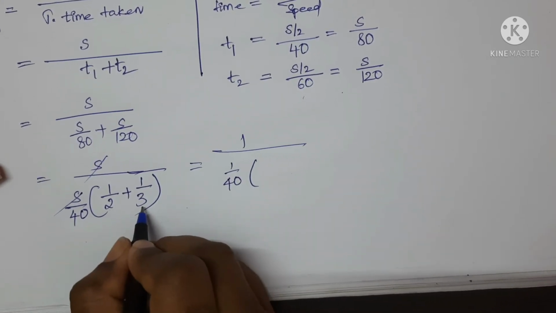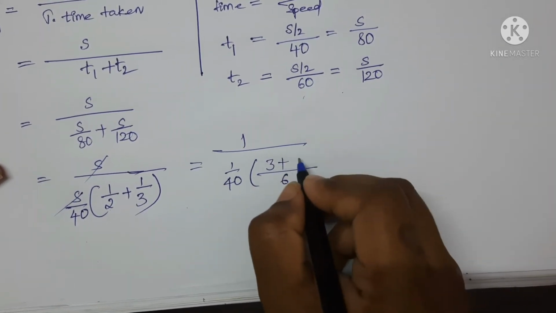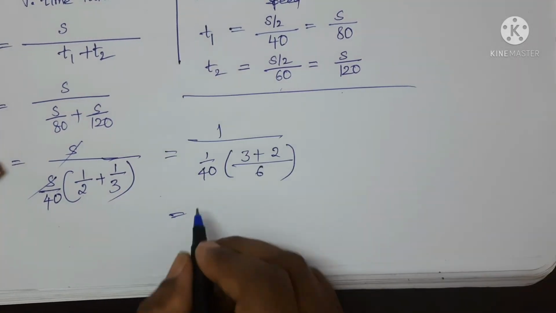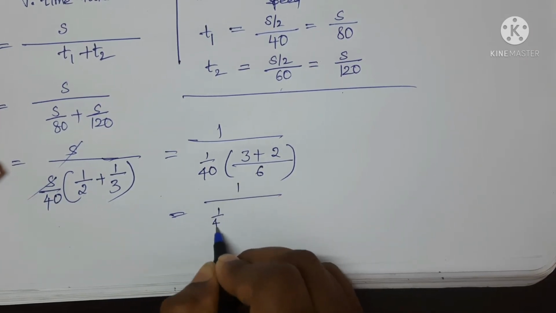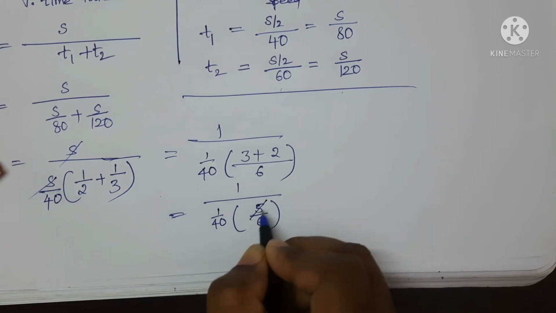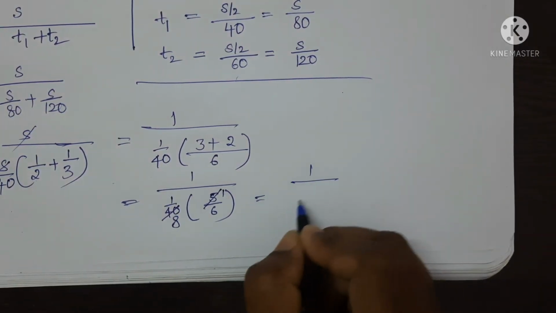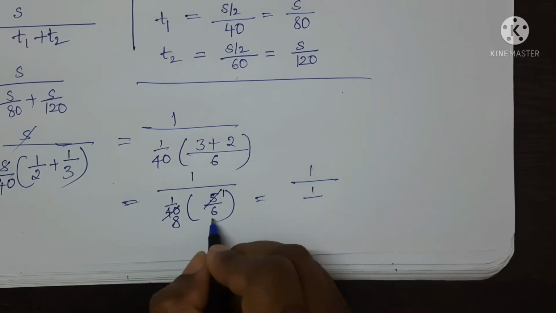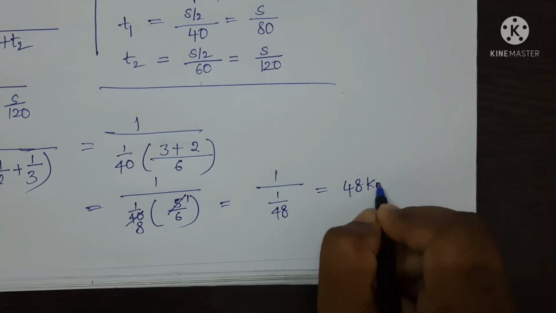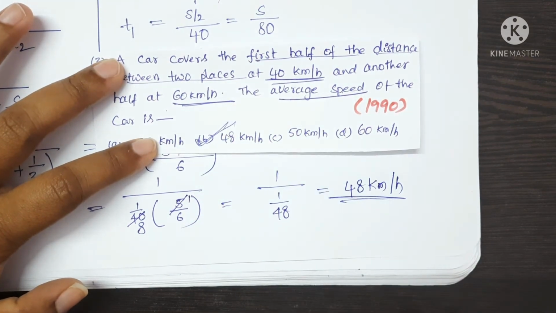Now take the LCM for 2 and 3, which will be 6. 3 2s are 6 and 2 3s are 6, which is equal to 1 upon 1 by 40 into 3 plus 2 is 5 by 6. Here 5 1s are 5 and 8 5s are 40. 1 upon 1 by 8 6s are 48, which is equal to 48 km per hour. So see here, B is the correct option.